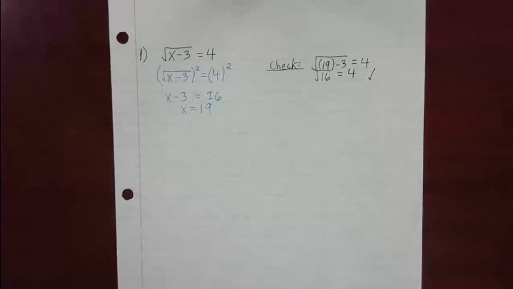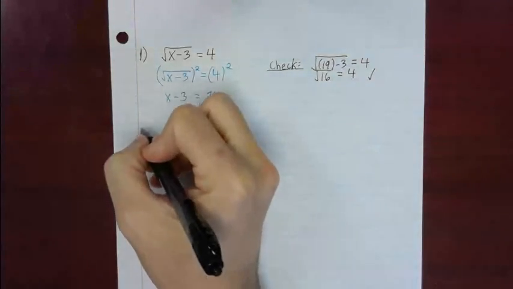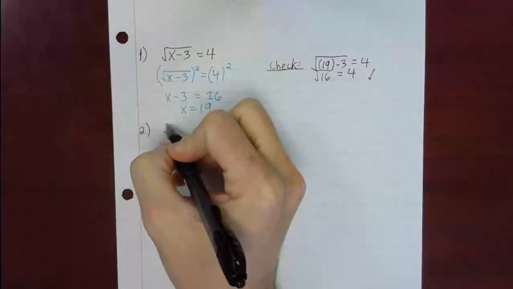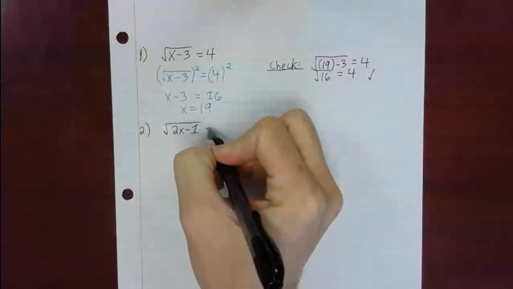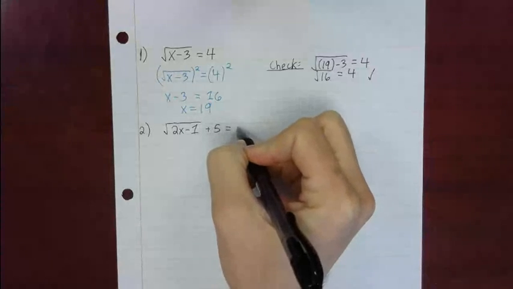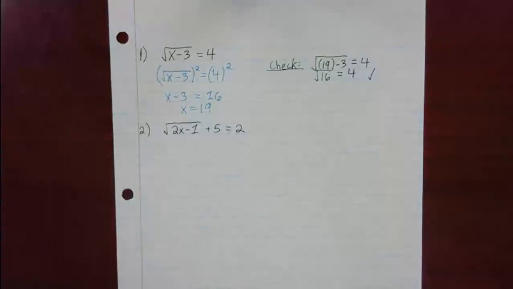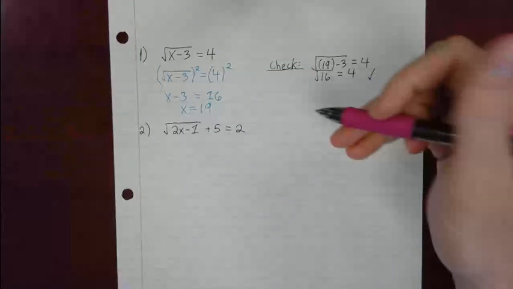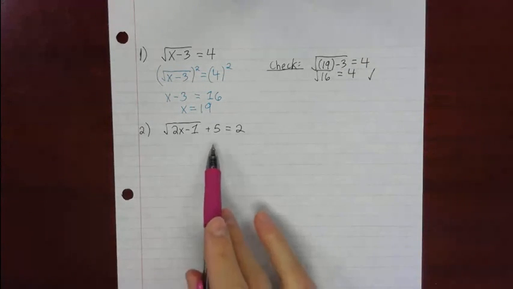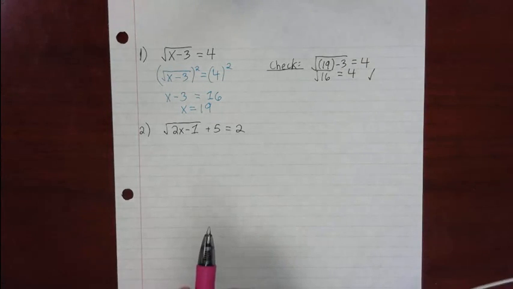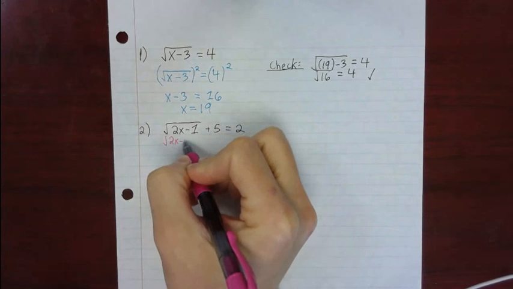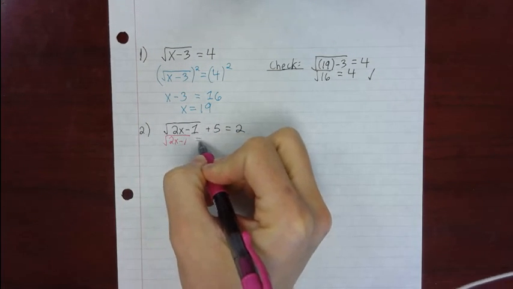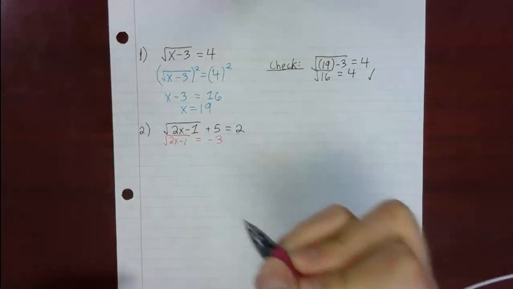Moving on to our second equation in problem number 2. Our equation is going to be a little bit different, as we have the square root of 2x minus 1, and then I have a plus 5 outside of the radical, and then it's equal to 2. Now, I have a radical, but it's not alone on the side in this equation. And I want to make sure I'm getting rid of that 5 first. So the first thing I want to do is subtract 5 from each side. So I would have the square root of 2x minus 1 is now equal to negative 3.